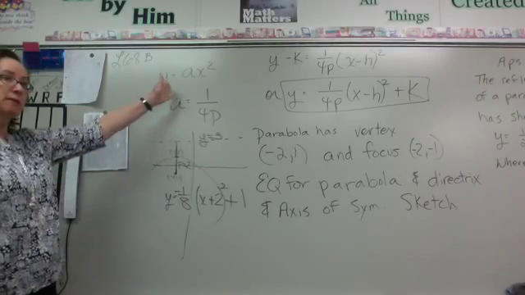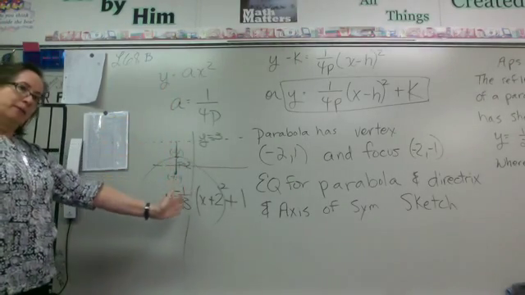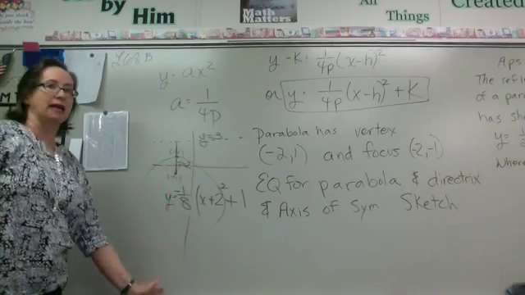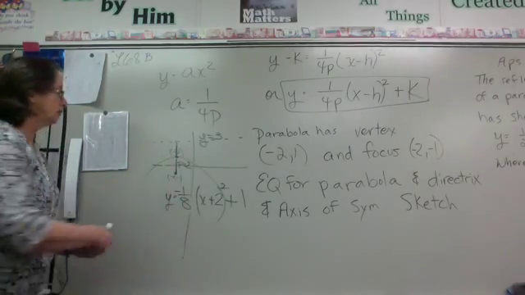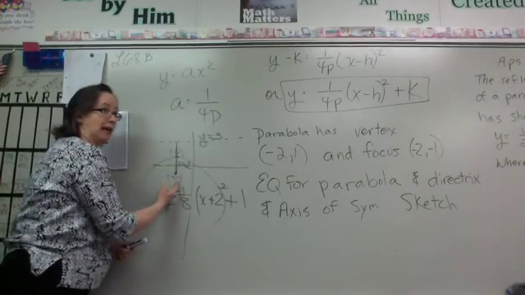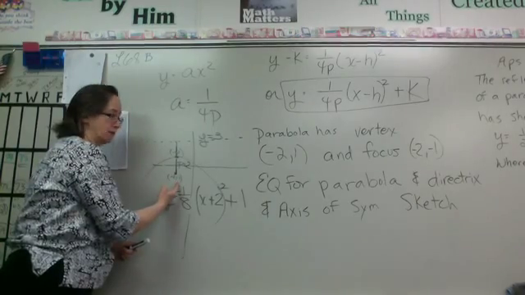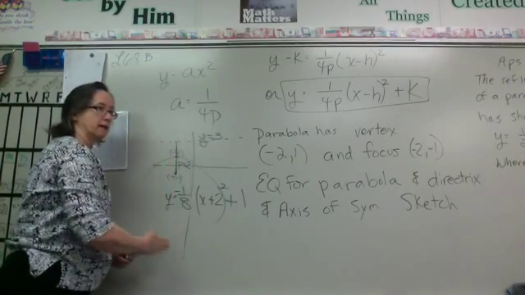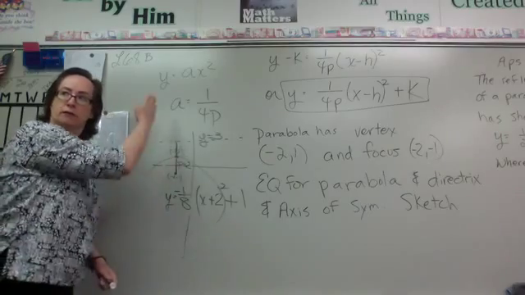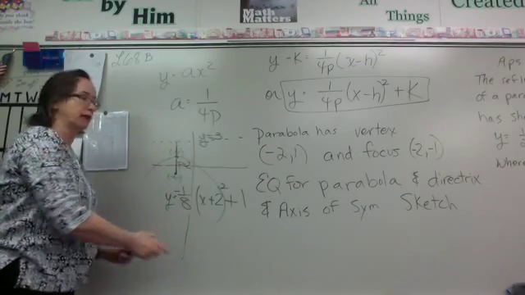The axis of symmetry, what's that? That's a line that goes through both the vertex and the focus, right? And what is that line? They're both going through x = -2, right?